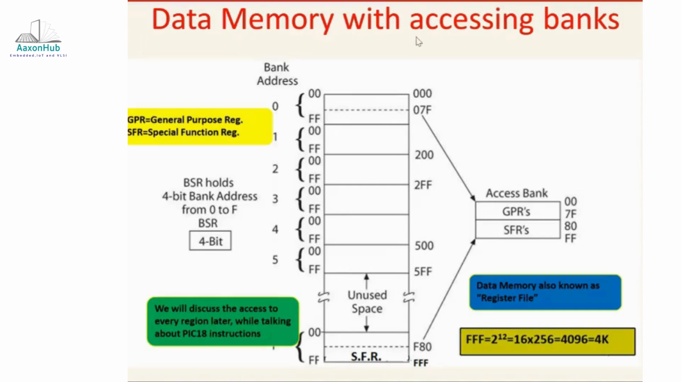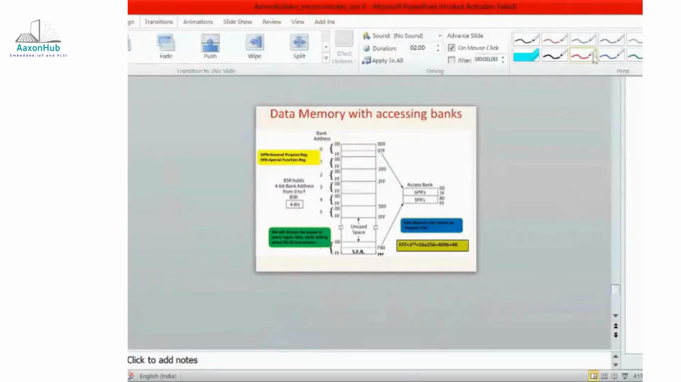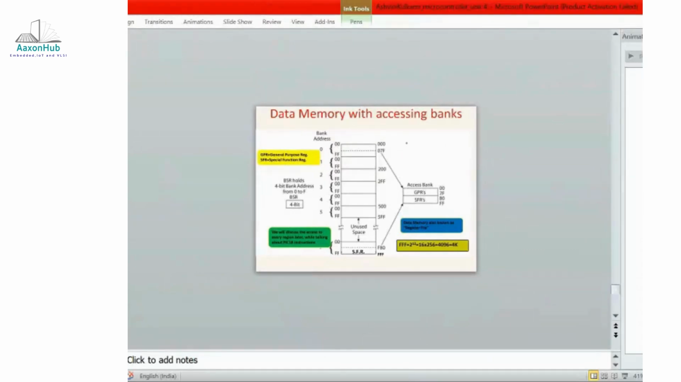If the total space is 4096, you can have access up to 4095. I will write it here: 4095 is the total size. Please bear with my handwriting. And how many possible banks will be there? 16 slots are there. If you calculate this, you will figure out the number as 256.